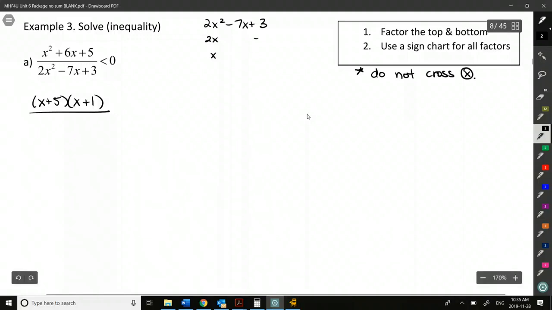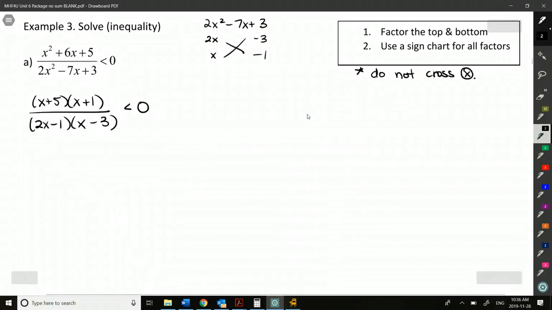I can either do negative 3 and negative 1 here and here, or I can do negative 1 and negative 3. Now when I multiply across here, I get negative 2x and negative 3x. That doesn't add to negative 7x. But if I put negative 3 and negative 1 here, if I multiply across, I get negative 6 and negative 1, which adds to negative 7. So my combination is 2x minus 1 and x minus 3. Okay?